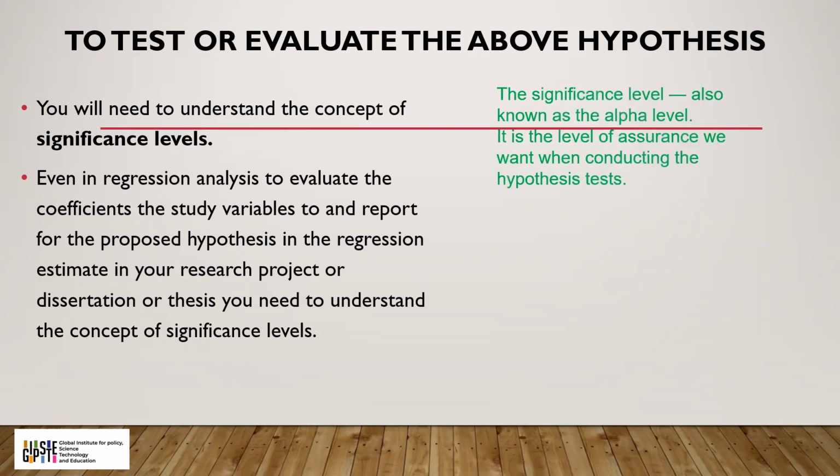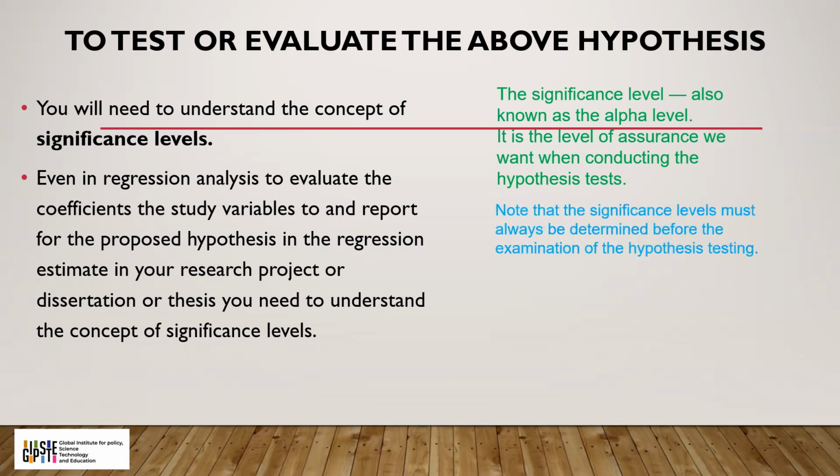The significant level is also known as the alpha level, okay? It is the level of assurance we want when conducting hypothesis testing, the level of assurance to have the claim that the variables are statistically significant in the model. So it's very important to underscore that significant level is key when you are doing regression analysis or interpretation of a study model.